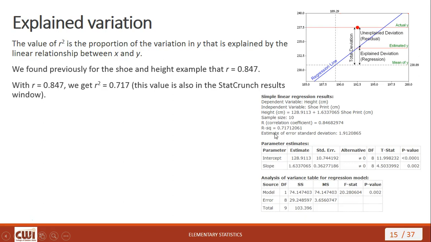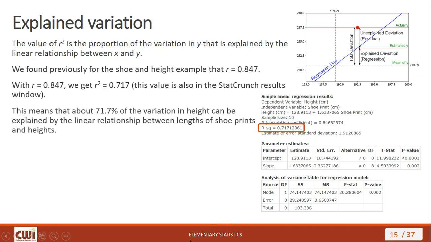So here in the results window of StatCrunch, you can see right here underneath the linear correlation coefficient is listed the value for r squared, 0.717. So you don't have to do any calculation. StatCrunch will do that for you. What this value means is that 71.7% of the variation in height, this is our y value, can be explained by the linear relationship between our x, lengths of shoe prints, and y, which is heights. So the linear relationship between shoe print length and height explains 71.7% of the variation in the height.